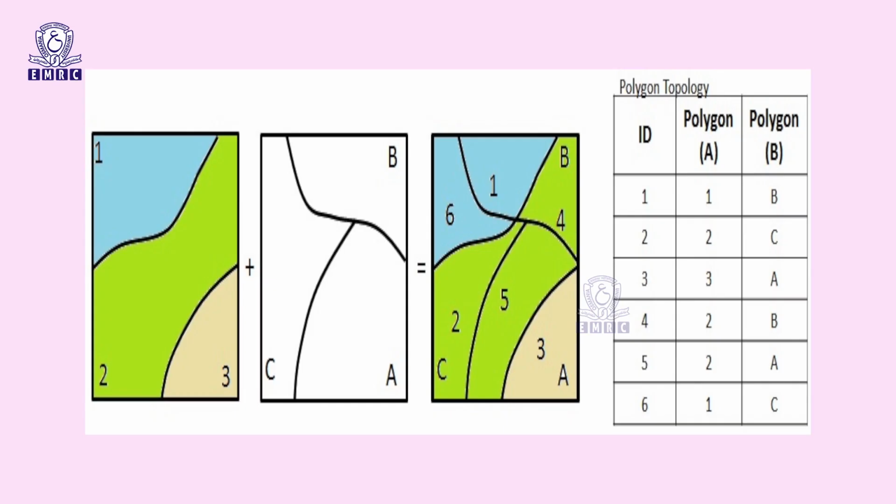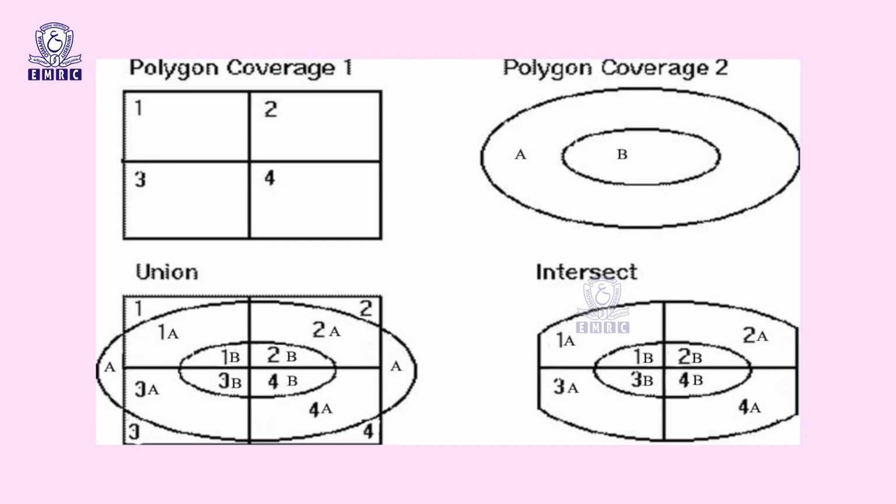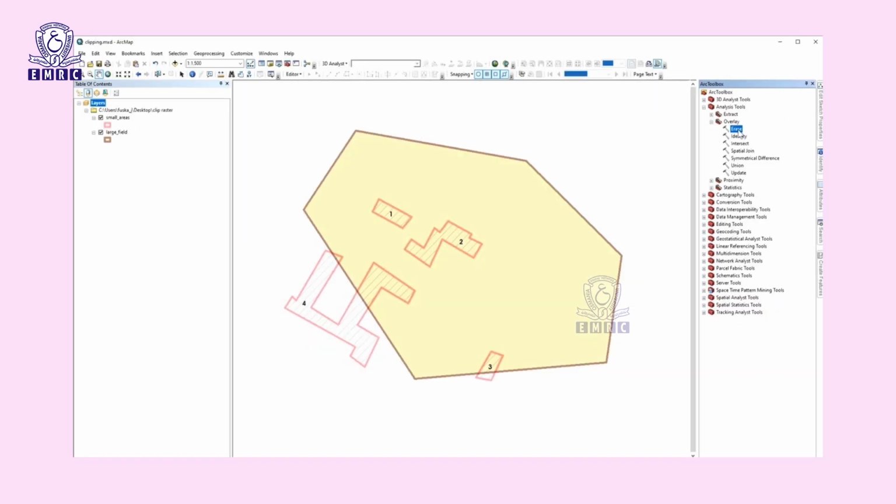Polygon in polygon overlay. Output is a polygon coverage. Coverages are overlaid two at a time. There is no limit on the number of coverages to be combined. A new file attribute table is created having information about each newly created feature.